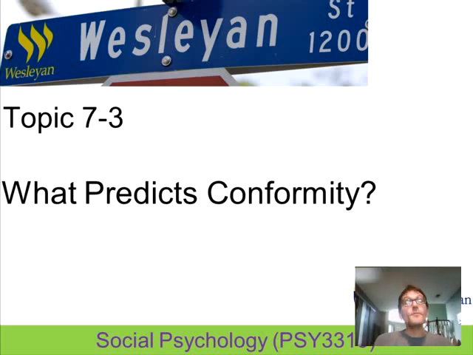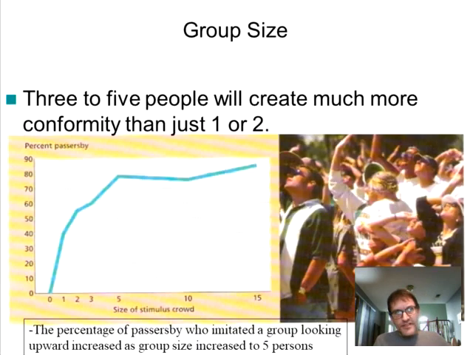All right, so we've seen how conformity can look, we've seen these things, but now what predicts conformity? Okay, so we'll talk briefly here. If you have 3 to 5 people in a group, you'll have much more conformity than just one or two.